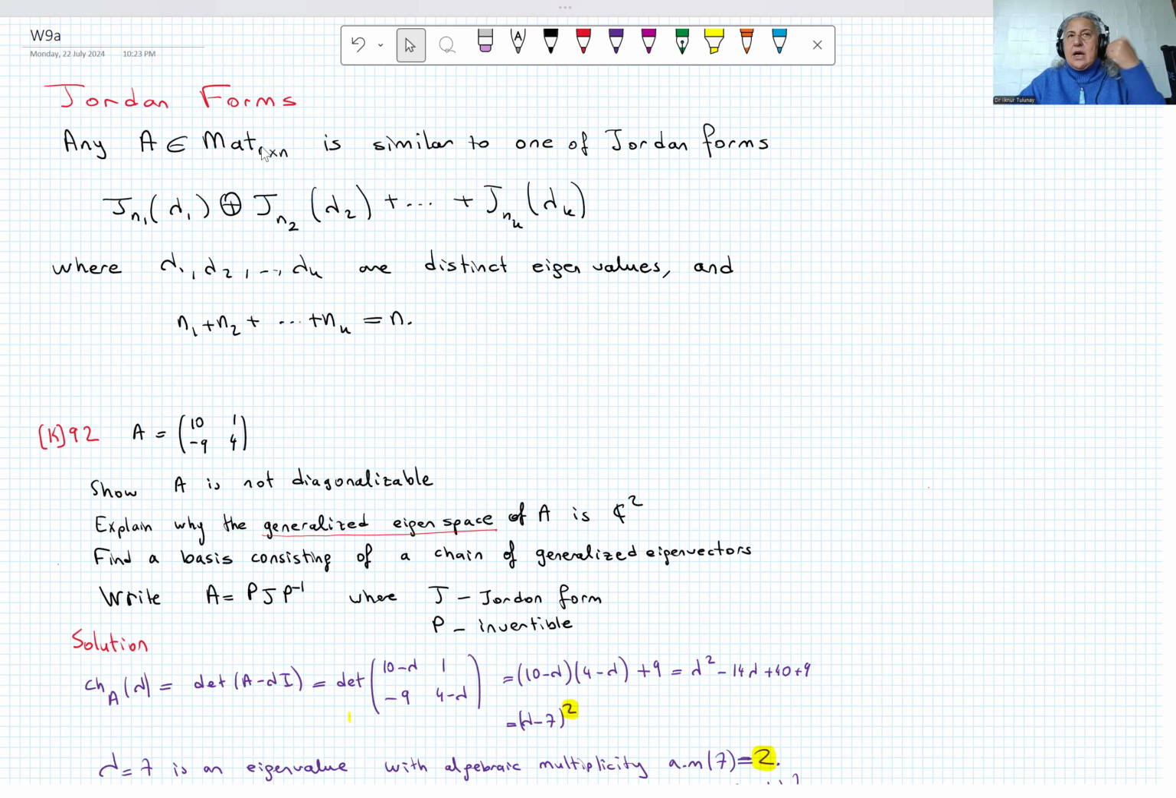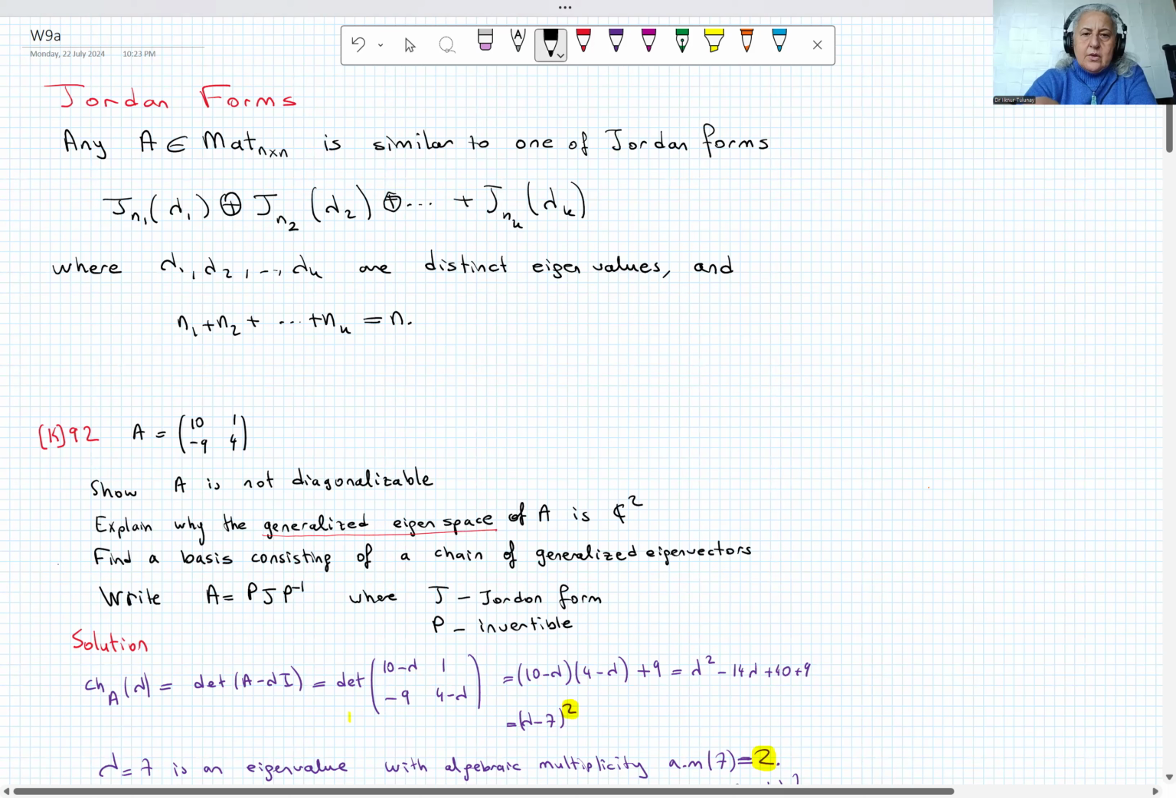And a similar idea leads us to ask: what if a matrix is not diagonalizable? Can we categorize them? Can we classify them to understand them? How can we approach this? If you have any n by n matrix, it is similar to one of the Jordan forms. And we will explain what the Jordan blocks are. These are the blocks, and we have the direct sums.